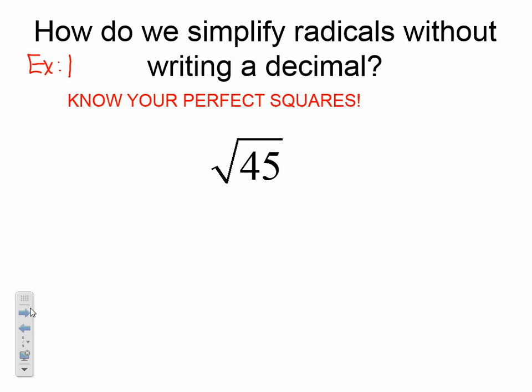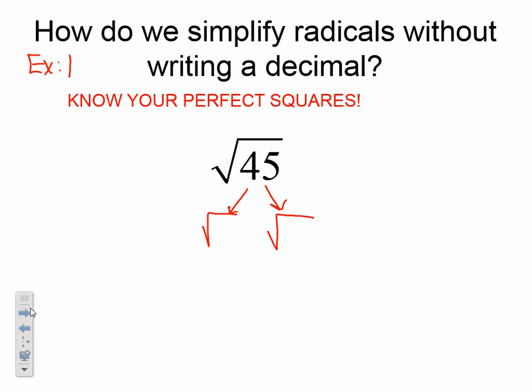How do we simplify radicals without writing a decimal? You did this last year, but the key idea is you need to know your perfect squares. So if I have to simplify the square root of 45, that does not mean you go into your calculator and write the decimal. It means you ask yourself, if I had to break apart 45 into something times something, both of them underneath little square root signs, what numbers would I choose?